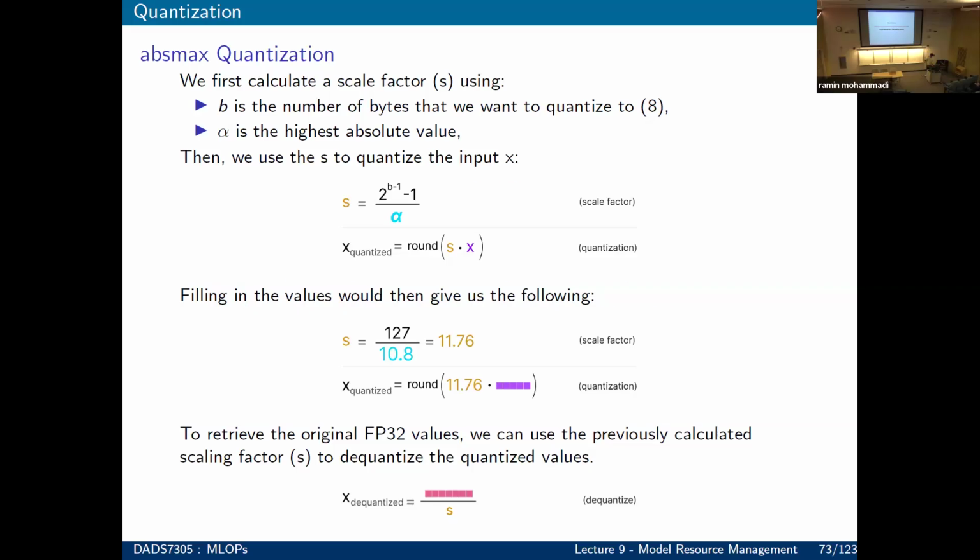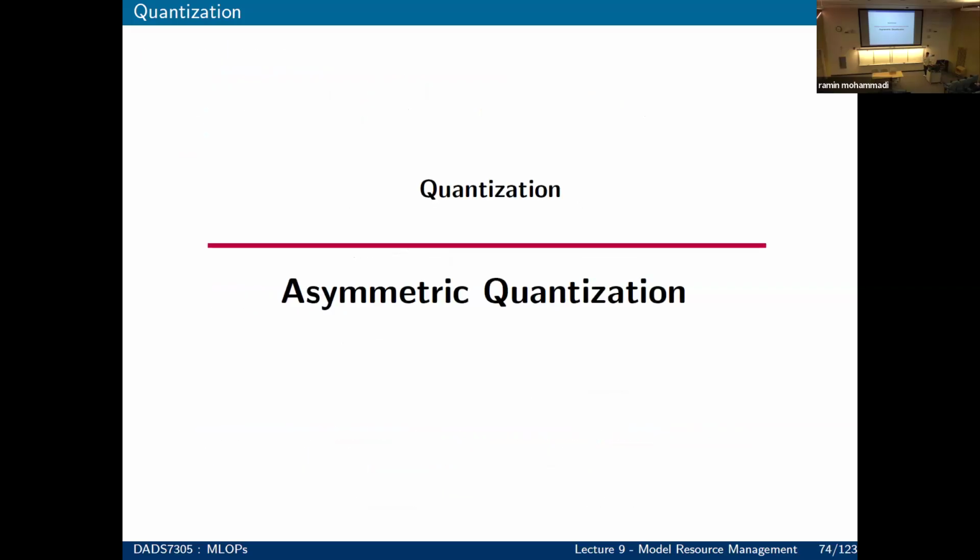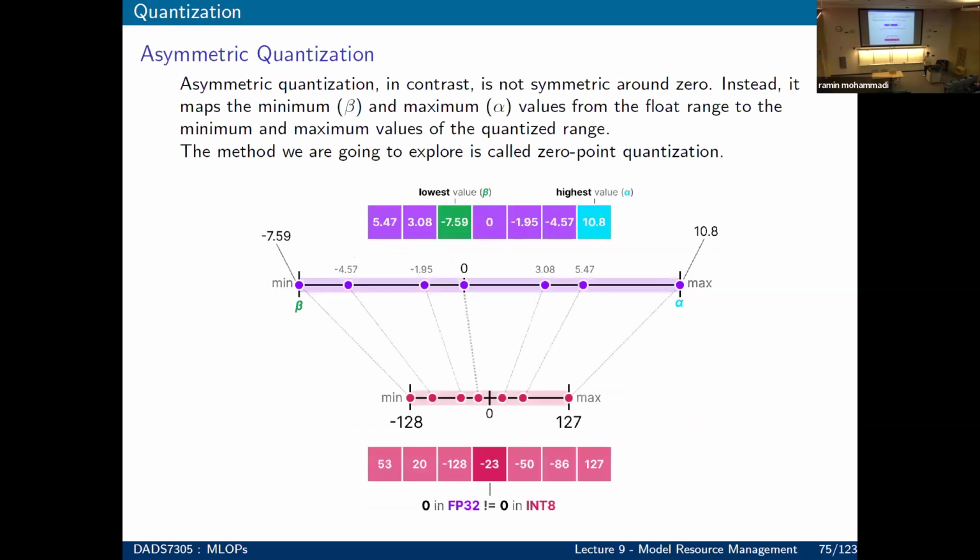So now, what about asymmetric quantization? What if we don't have that symmetric range? The idea here is that in asymmetric, you find the highest and you find the lowest. So highest here is 10.8, lowest is minus 7.59. So you create a range from lowest to highest.